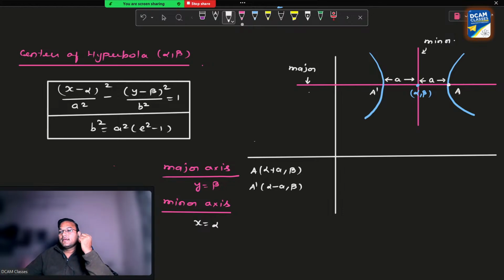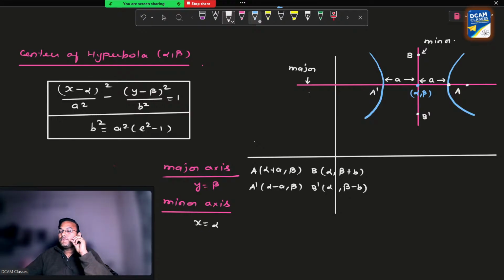Yes. Actually, there is no need to ask this one, the B and B dash, but let's find that also. Tell me B and B dash also. What's B and what's B dash? Alpha comma beta plus or minus B. Very good. Okay, we have got A dash, B dash.